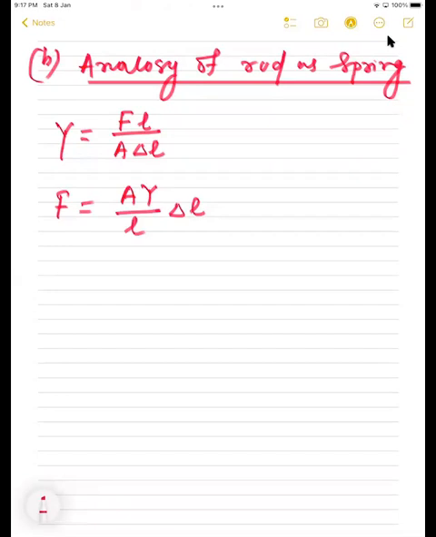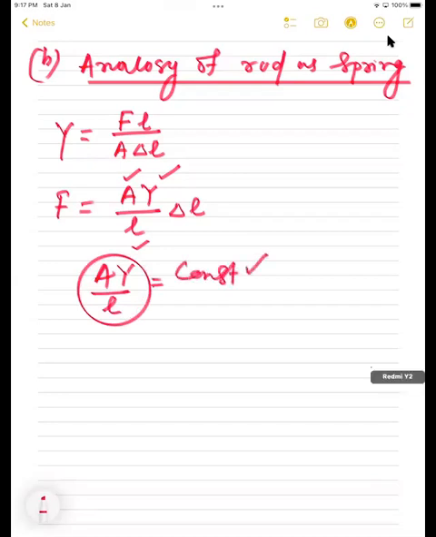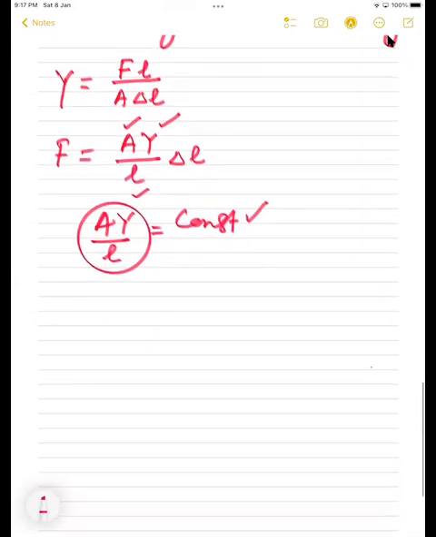Yes. And for a particular case, the rod is fixed, so Young's modulus is fixed, length is fixed. That means here A Young's modulus by L, that we got on the top, is a constant for a particular case, right? And it depends on the type of the material, right?